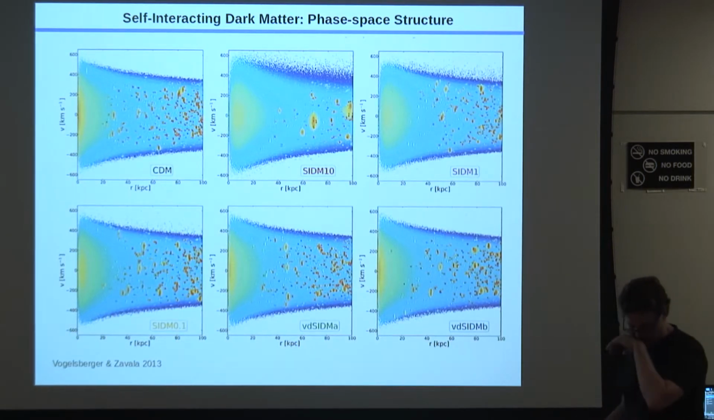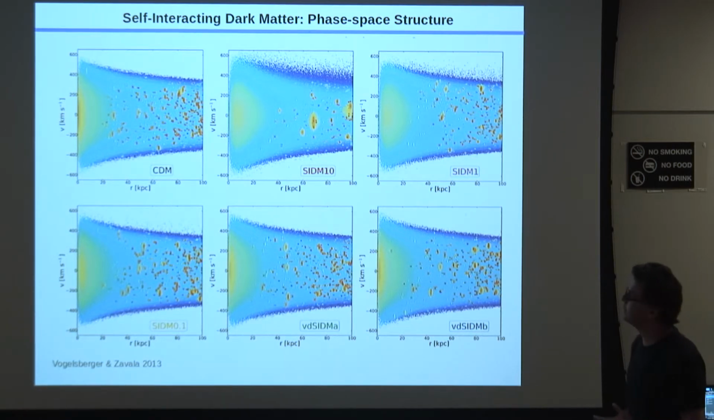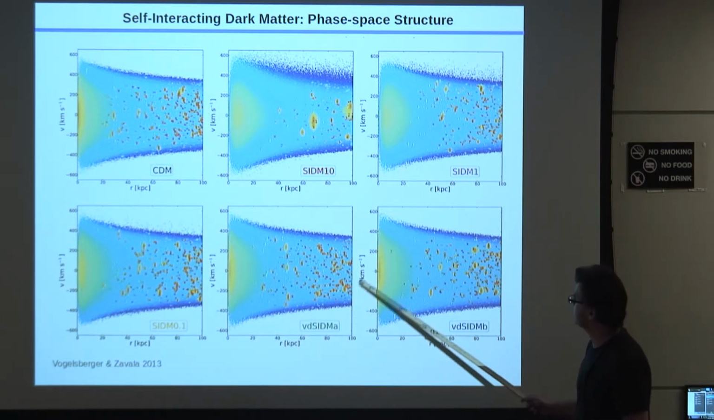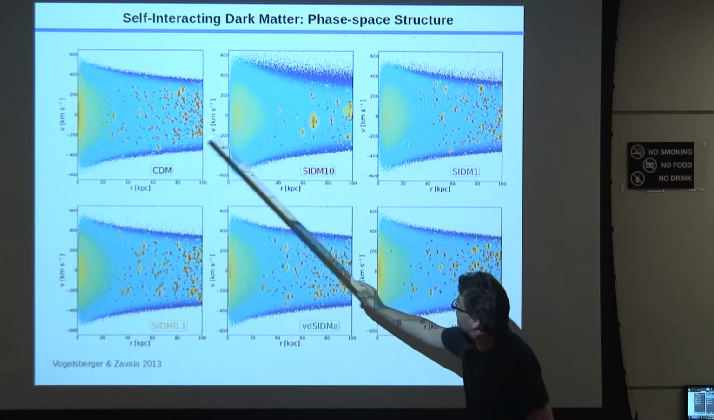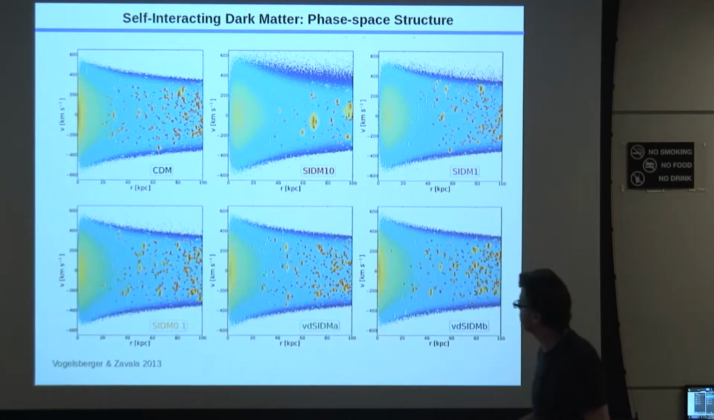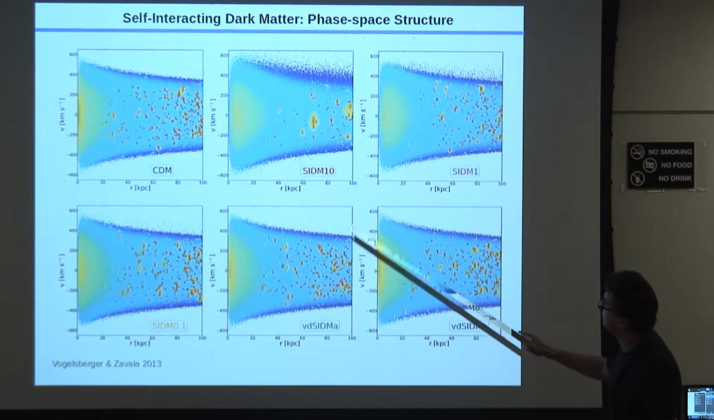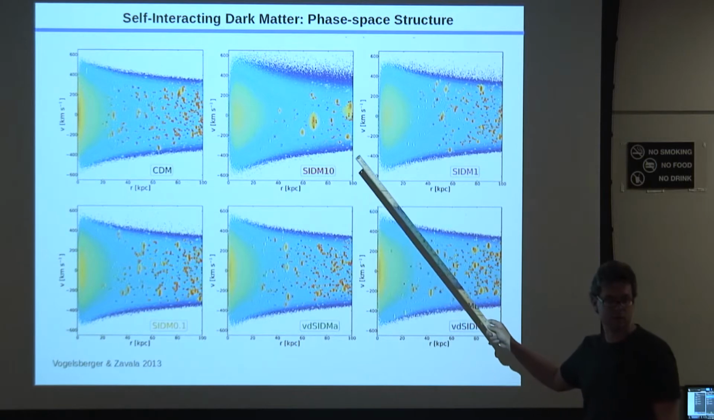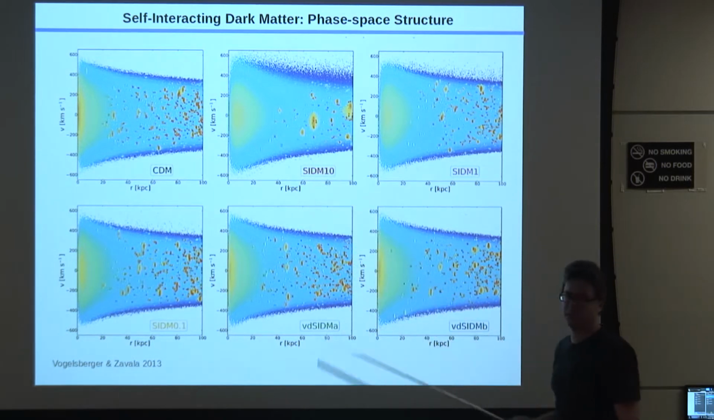Okay. Now, if you believe that dark matter is self-interacting, then you can also look at the phase-space structure again. This is from another paper where we have the CDM phase-space structure, and then a bunch of self-interacting models. Most of them look pretty similar to the CDM case, except for this SIDM10. This is again this extreme model with a very large cross-section, and you erase a lot of the substructure there.